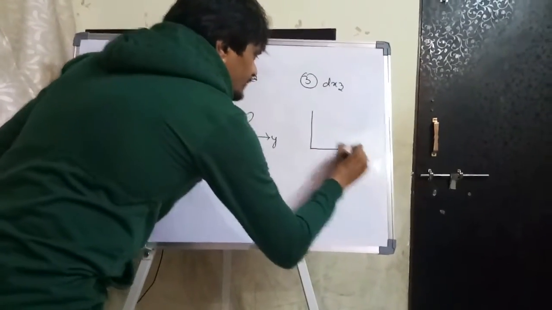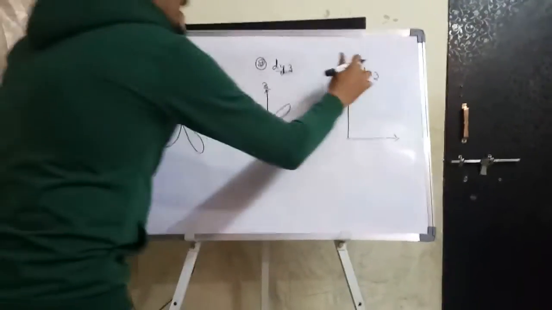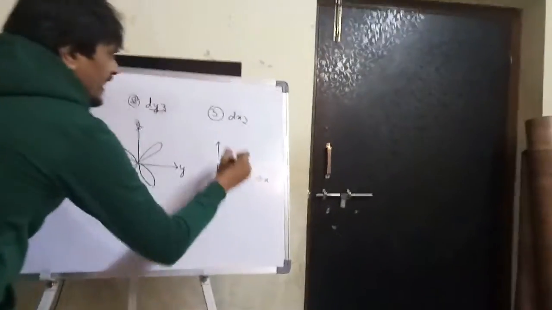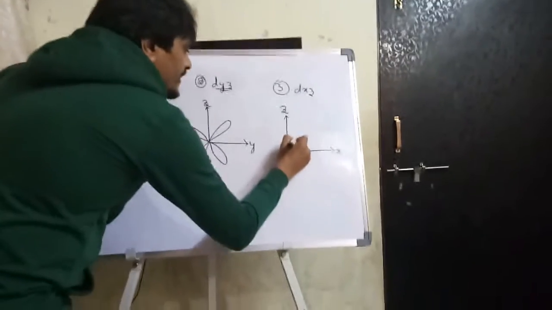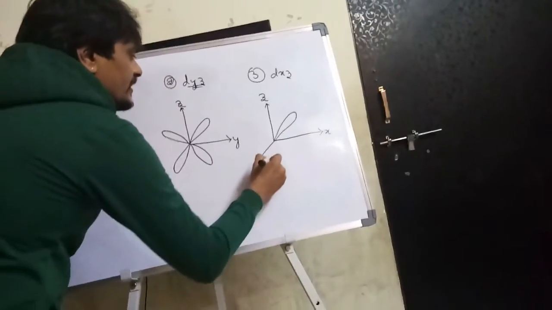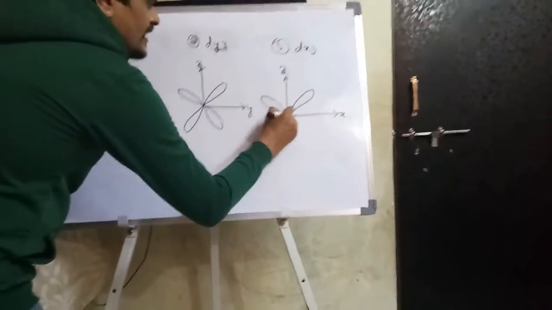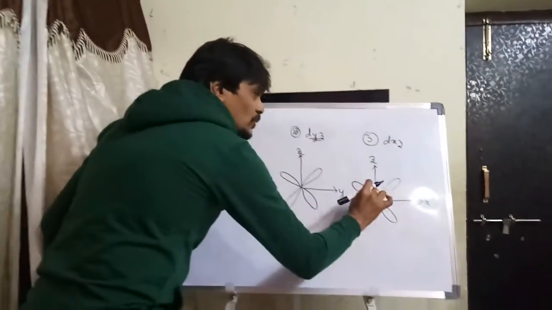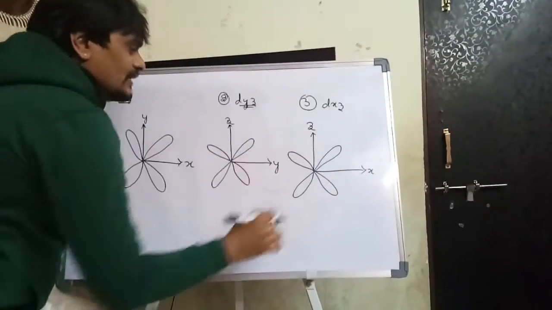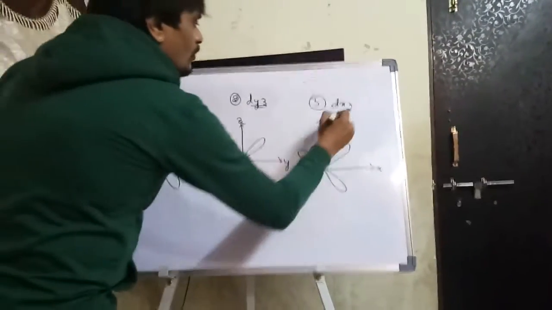That is, one axis is x, another axis is z. Now if the lobes are placed in between these x and z axes, then this particular d orbital is called the dxz orbital.